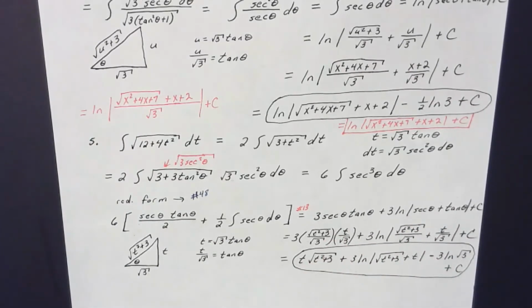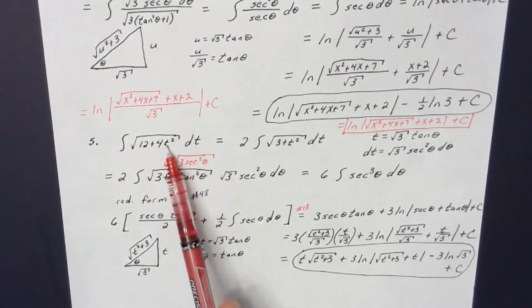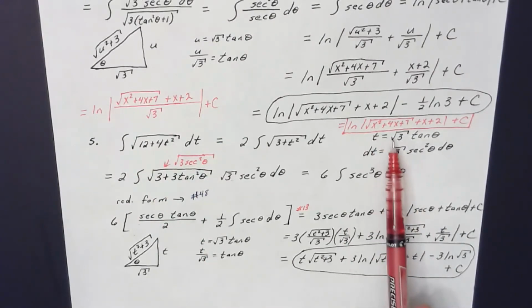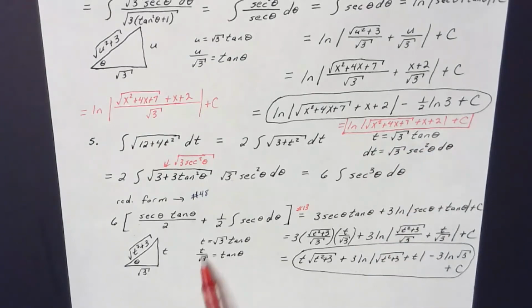From this step to this step, we had to go back and plug it in terms of our original variable t. We knew that t was equal to the square root of 3 tangent theta, so t over the root of 3 is the tangent of theta. That means in my trig triangle, the side opposite theta had to be t, the side adjacent had to be the root of 3. So my hypotenuse had to be the square root of t squared plus the root of 3 squared, or t squared plus 3. So then the secant is the hypotenuse over the adjacent, the square root of t squared plus 3 over the root of 3. And then the tangent in this problem, obviously we already know, t over the root of 3.